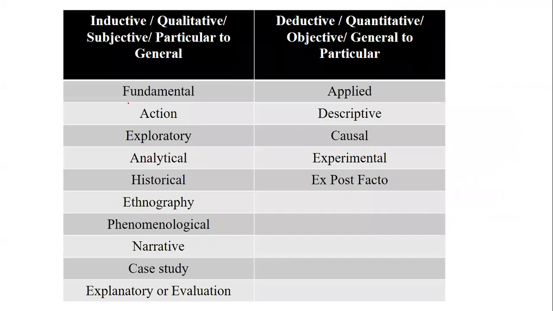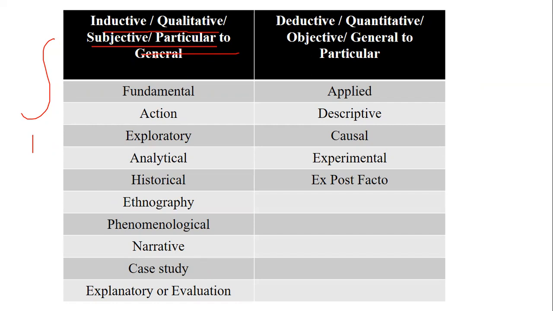Now this table is for your easy understanding. If we talk about inductive, qualitative, subjective, or particular-to-general research, what comes under them? Fundamental research, action research, exploratory research, analytical, historical, ethnographic, phenomenological, narrative, case study, or explanatory or evaluation research come under this.